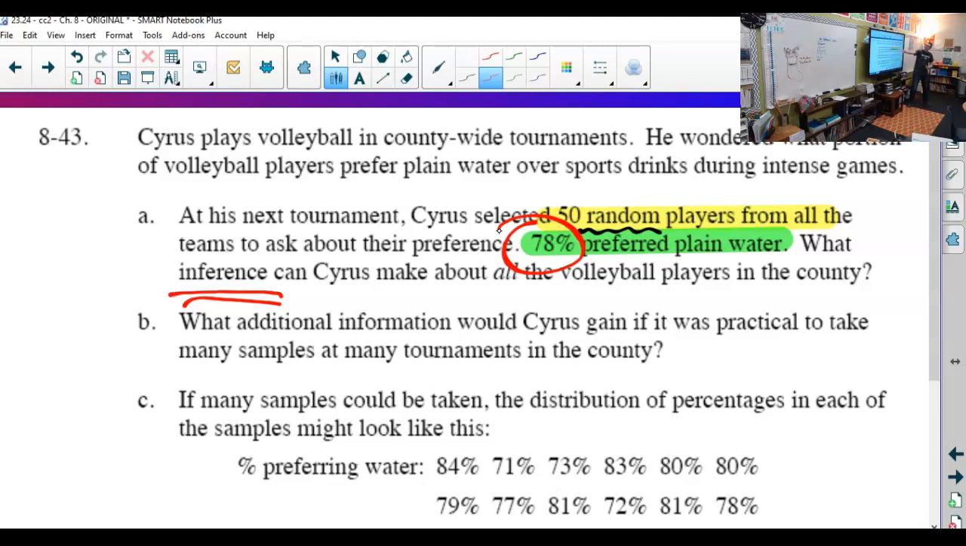What is 78 percent pretty close to? 80. And 80 percent, if we think about that as a fraction and reduce it down, is what reduced fraction? 4/5. So for every 5 jugs, probably 4 of them should be water. If not all of them, right? I mean, we could do all of them are water.